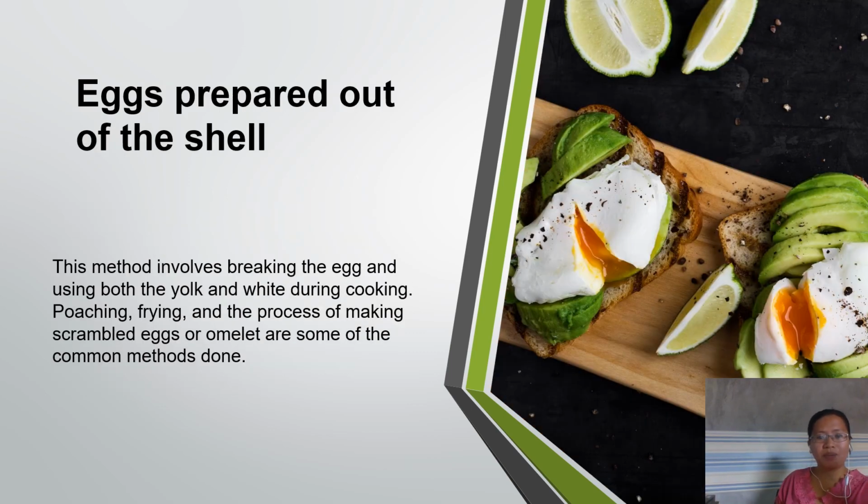Next is the eggs prepared out of the shell. Wala ng shell. Kaya makikita nyo dyan sa picture ko, that is an example of poached eggs. Makikita nyo yung egg yolk, hindi siya luto, pero yung egg white, it's cooked and it coats the egg yolk. This method involves breaking the egg and using both the yolk and white during cooking. Poaching, frying, and the process of making scrambled eggs or omelette are some of the common methods done. So, yun po ang iba't ibang egg dishes. It's either cooked in the shell or eggs prepared out of the shell.